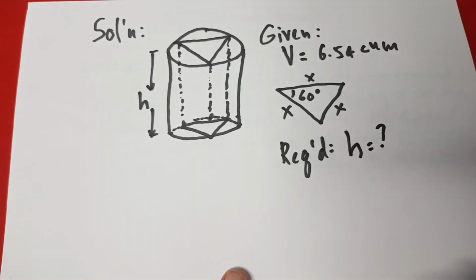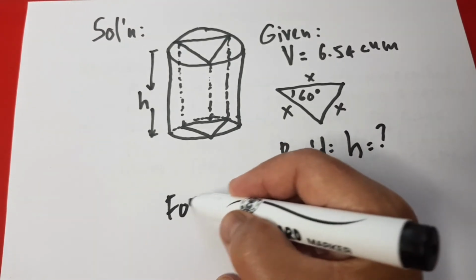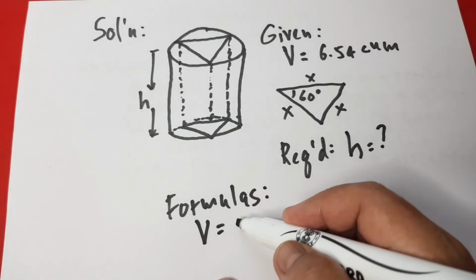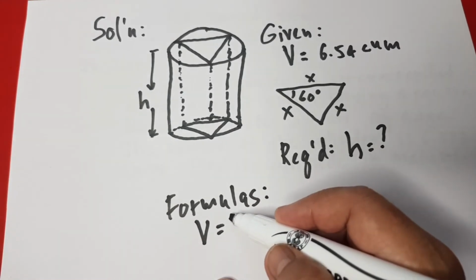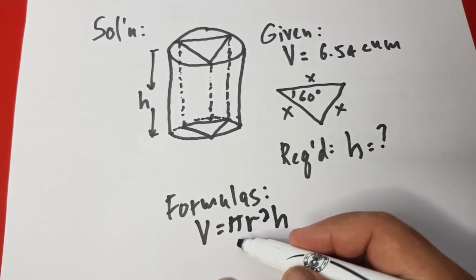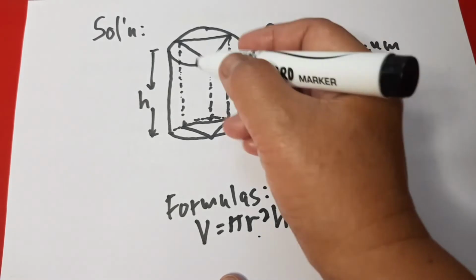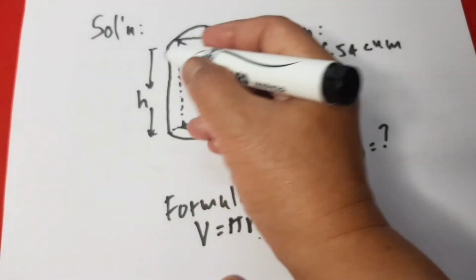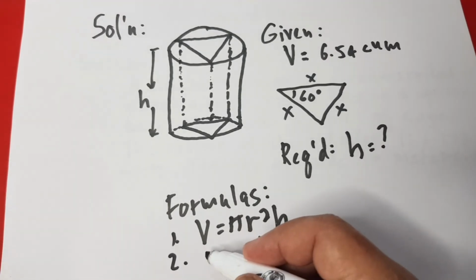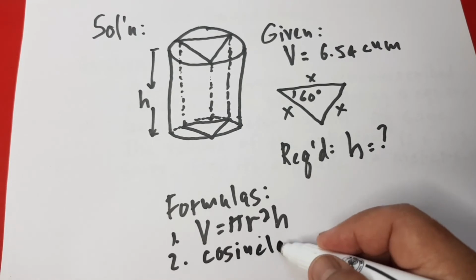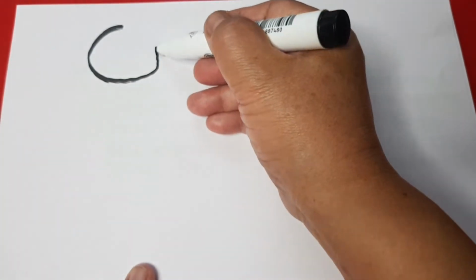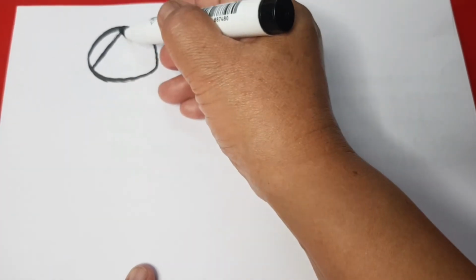Now, the formulas we needed to solve the problem: we need of course the volume of the cylinder, which is equal to pi r squared h, where V is the volume, pi is 3.14, r is the radius of the circle on top, and h is the height of the cylinder. Also we need the cosine law formula. Here if we look at the top view, it's a circle with an equilateral triangle.